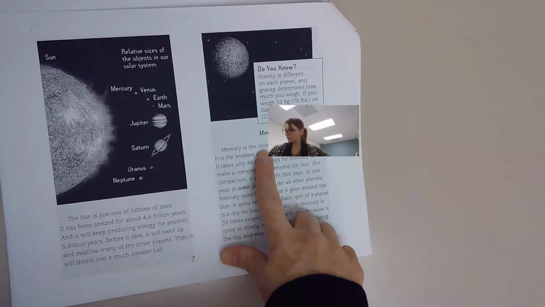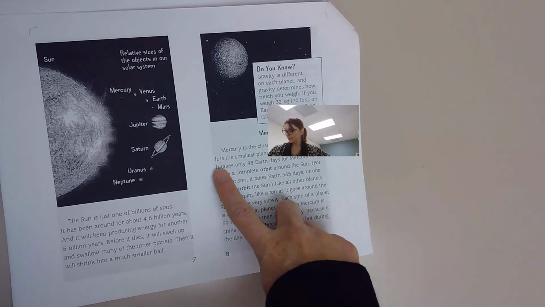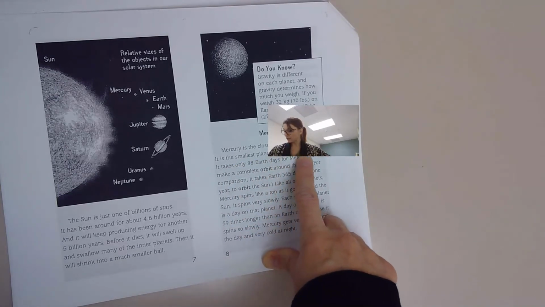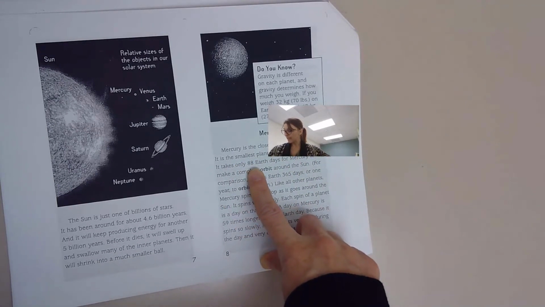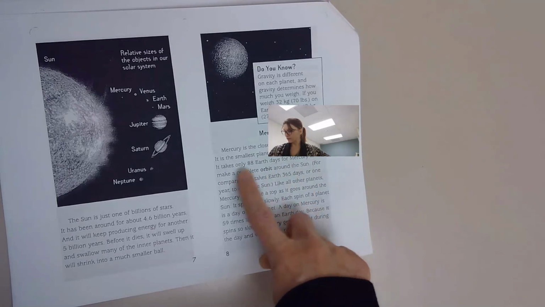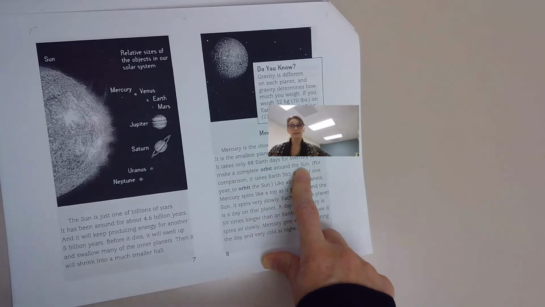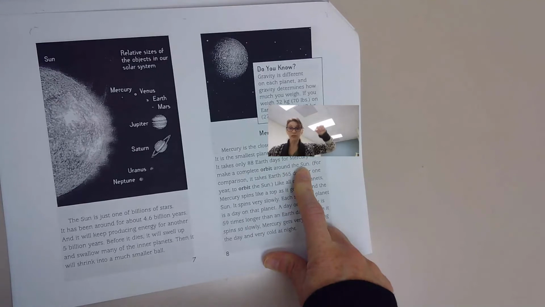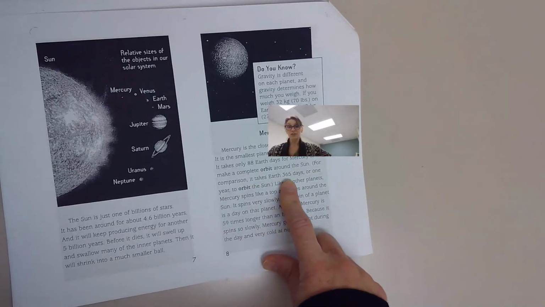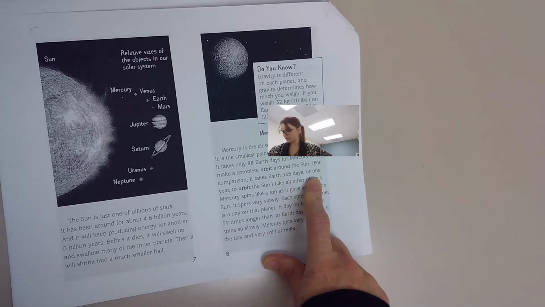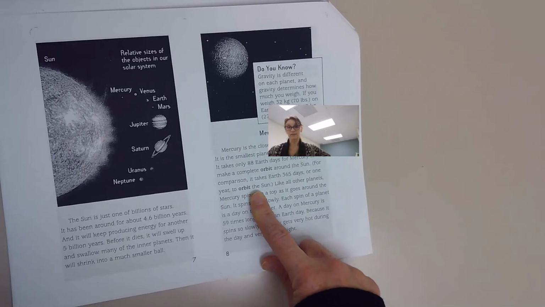Mercury. Mercury is the closest planet to the sun. It is the smallest planet in our solar system. It takes only 88 Earth days for Mercury to make a complete orbit around the sun. For comparison, it takes Earth 365 days, or 1 year, to orbit the sun.